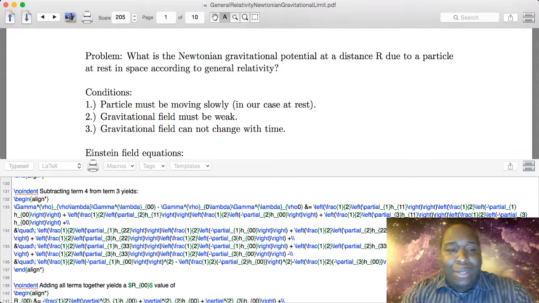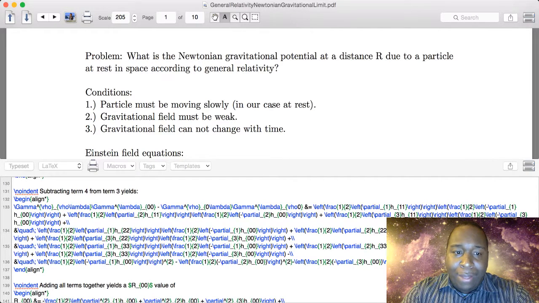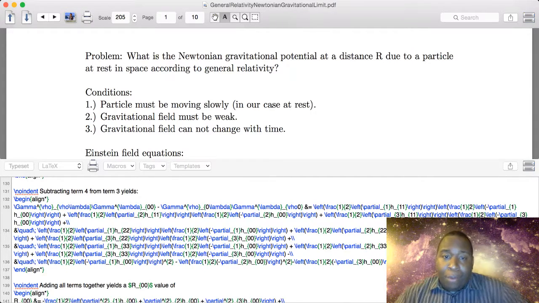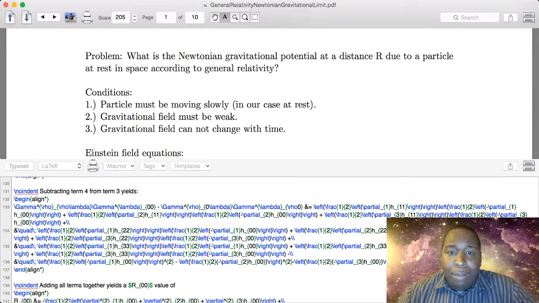All right. So what was the problem we came up with was, what is the Newtonian gravitational potential at a distance r due to a particle at rest in space according to general relativity, which is, of course, going to be related to Newton's law of gravitation. That is the more popular form, which is going to be the force of gravity between two masses is equal to the gravitational constant times the product of the masses divided by the distance between them squared.